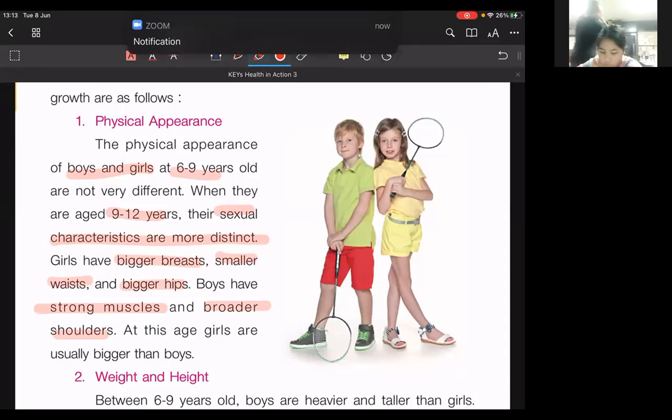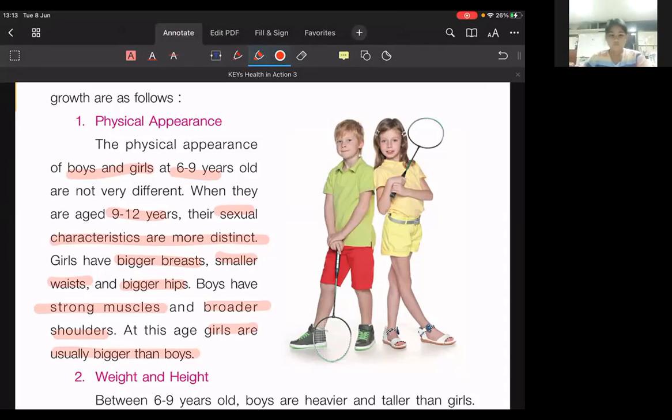During this stage, girls are usually bigger than boys. Okay, if you want to translate that part.